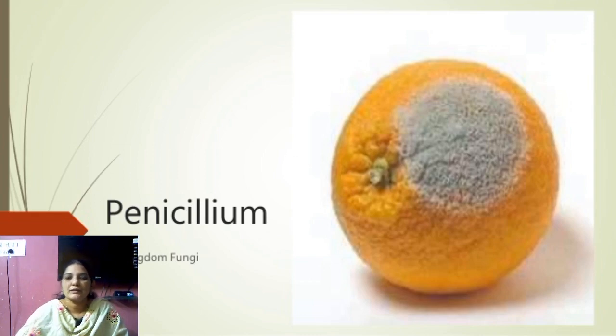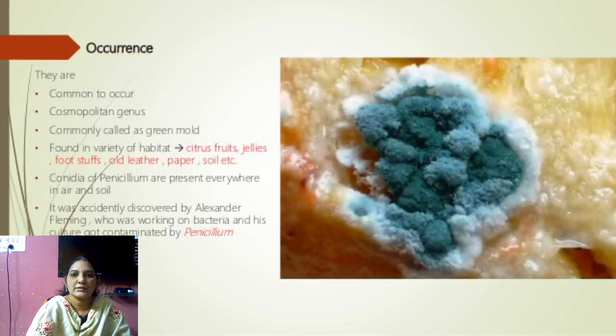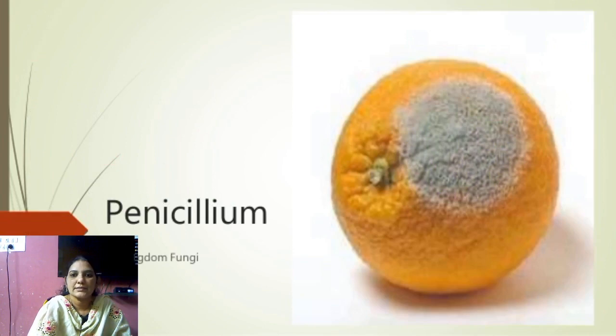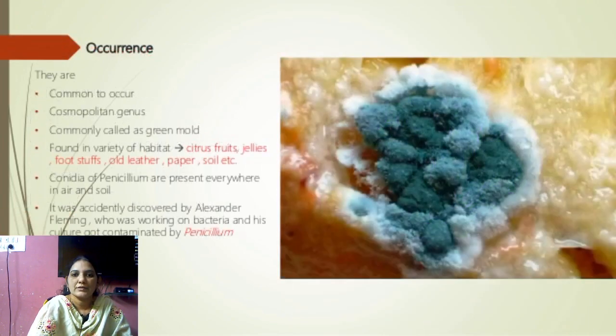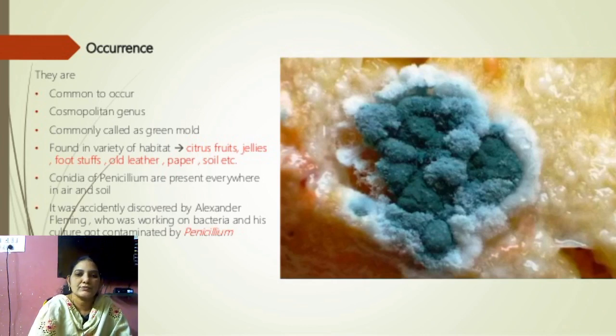They cause green mold and blue mold. This is blue color mold, and this one is green color, light ash color, that is green color mold. So they live on citrus fruits, and they cause green mold and blue mold on the citrus fruits.